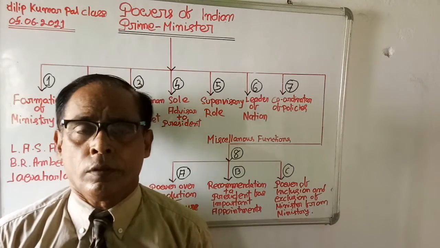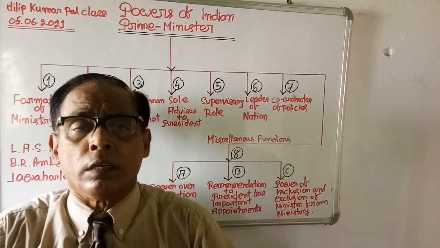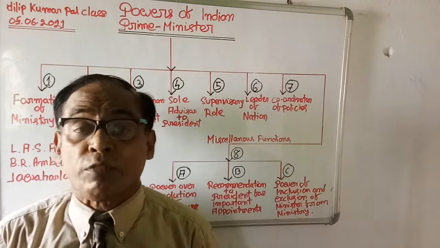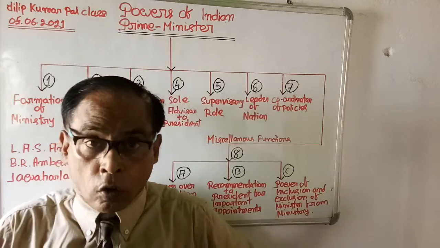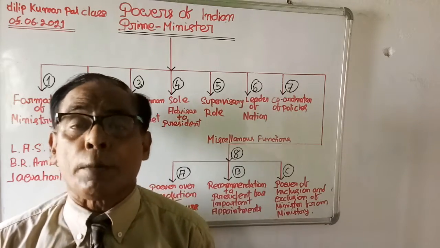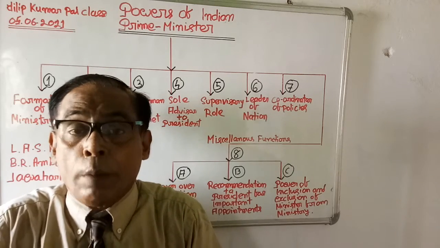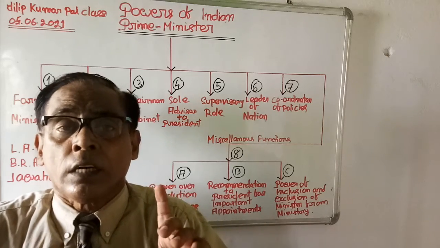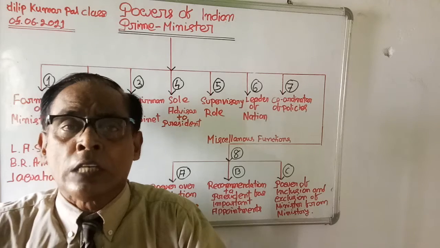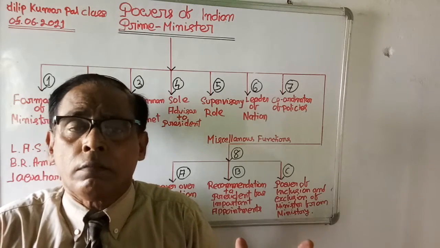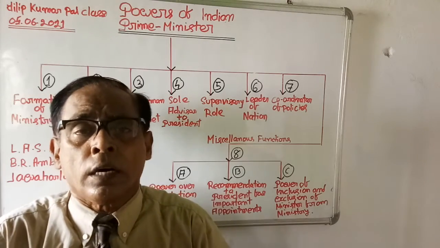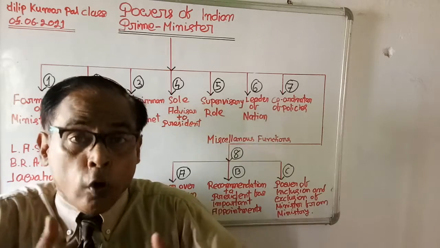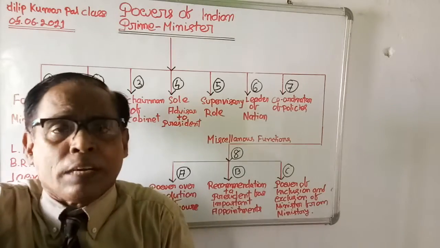Okay, my viewers, another important function of the Prime Minister is that he is the coordinator of policies. It means, under the Prime Minister, ministers are many. Departments are many. Sometimes policies of departments overlap with one another, contradict one another. So it is the duty of the Prime Minister to coordinate among various departments, because the ministry will have to function as one body, as an organic whole. If different departments function in their own way, then the ministry will not work as a single body. So it is the function of the Prime Minister to coordinate the policies of different departments and track them in one direction.